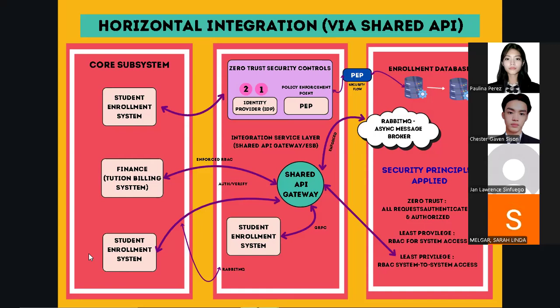This is useful because not all systems are always online or available at the same time. For example, when a student enrolls, the enrollment system can place a message into RabbitMQ saying that the student has registered. The finance system then picks up that message and updates the billing information. This happens automatically without needing to enter data again. It saves time, reduces errors, and makes the process much smoother.